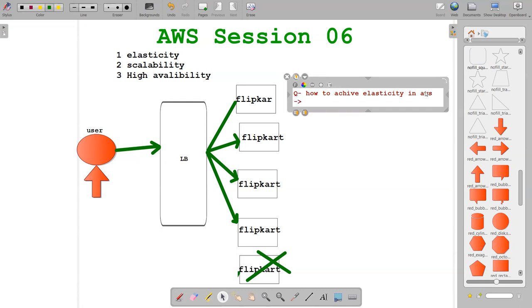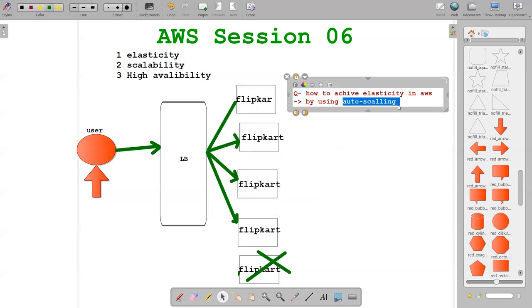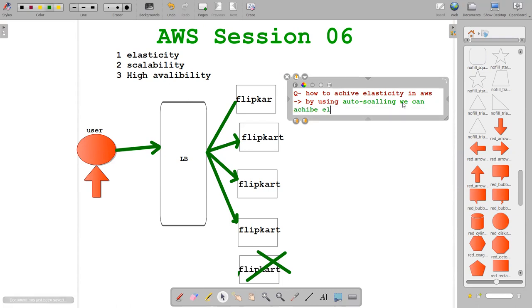We achieve elasticity by using scale out and scale in. That scale in and scale out, we can call auto scaling. By using auto scaling, we can achieve elasticity.